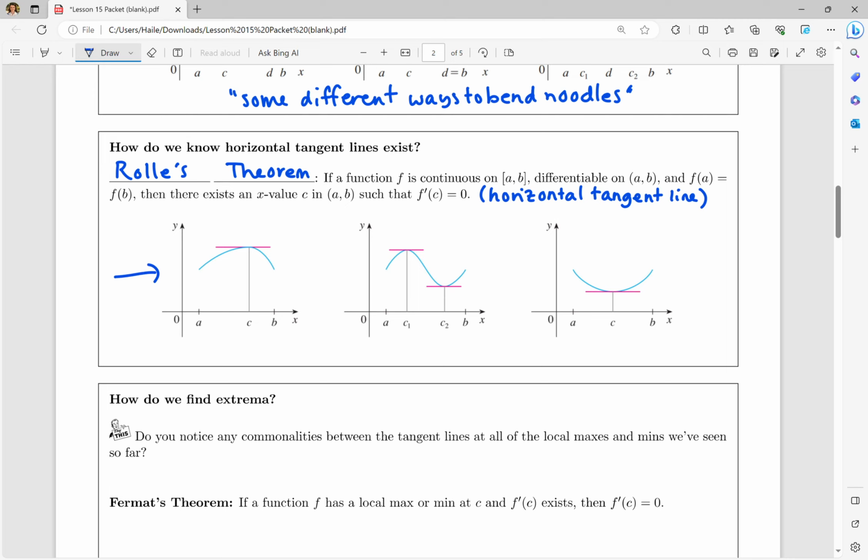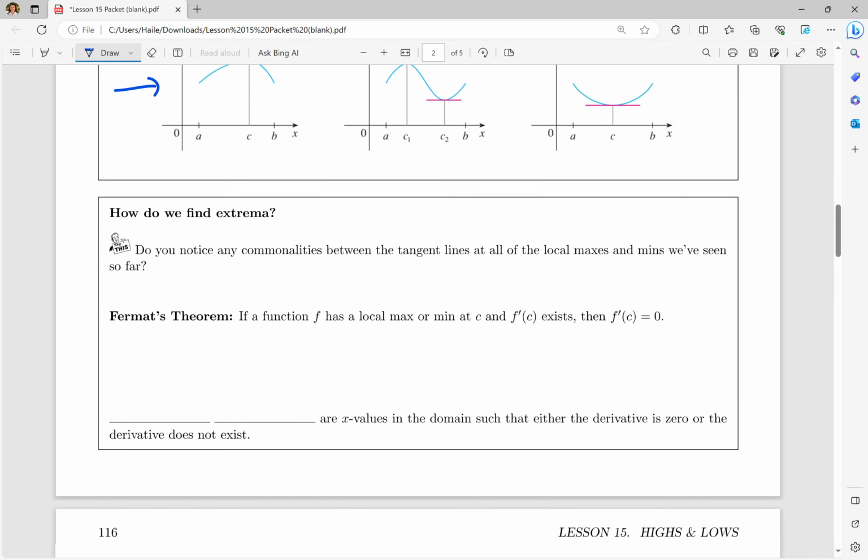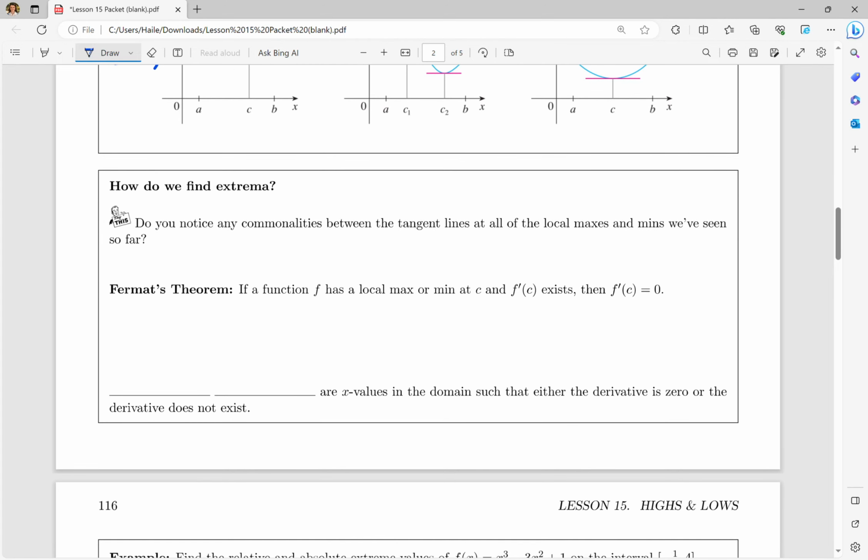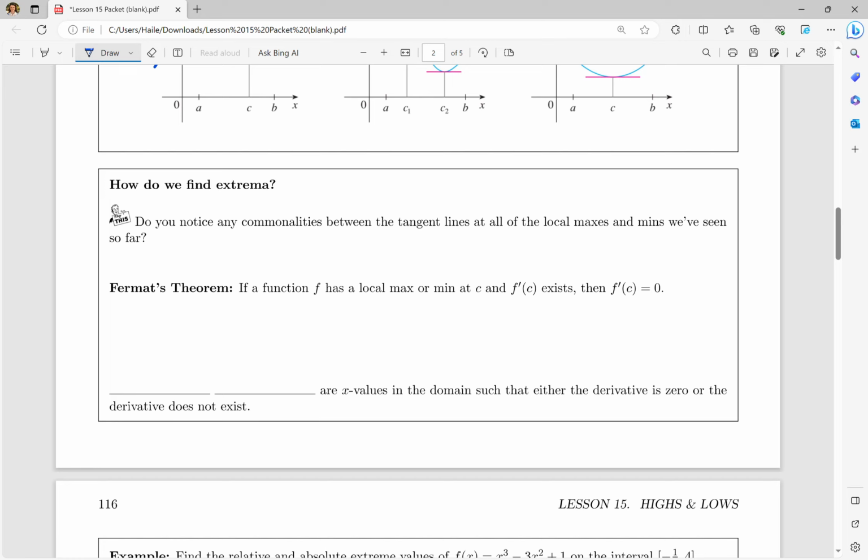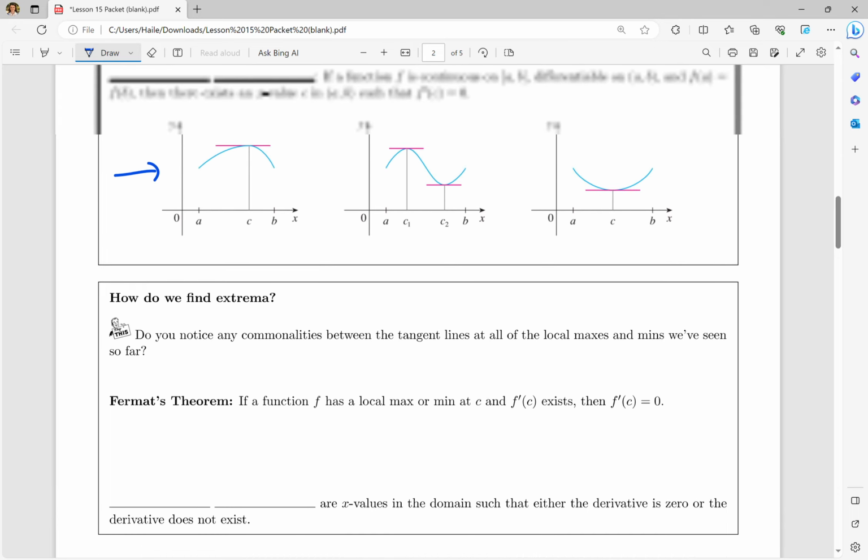All right, now the big question though is how do we find extrema? We've done these nice little theorems. They tell us that we can find extrema because they exist, but we don't know how to find them yet. So finally, we're going to answer, how do we find extrema? First of all, maybe you've been noticing some commonalities between tangent lines at all of the local maxes and mins we've seen so far.